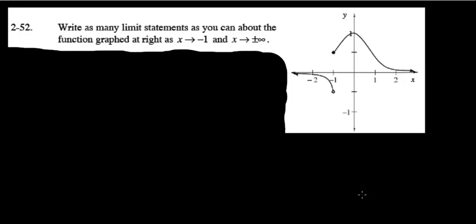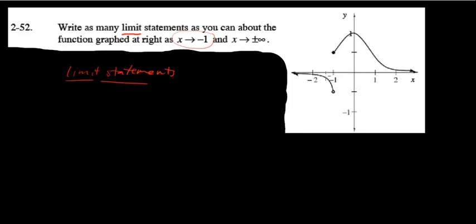So this is CPM Calculus Chapter 2, number 52. Here we're asked to write as many limit statements as we can about the function graph to the right, as x approaches -1 and as x approaches plus or minus infinity. So how many can we write about that?